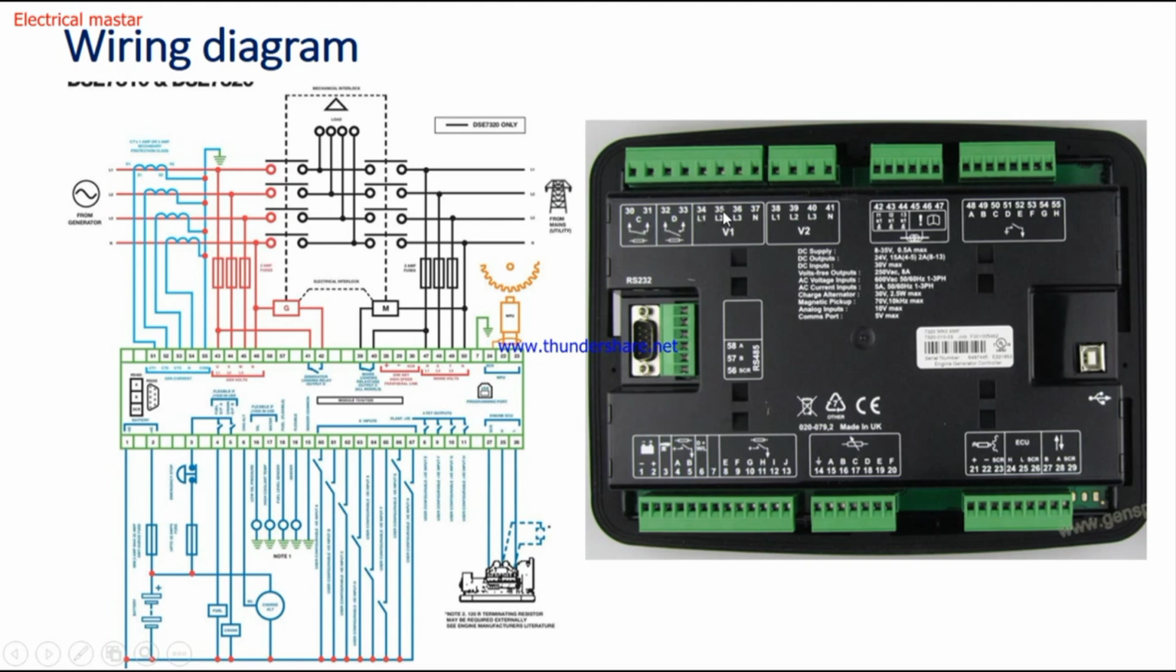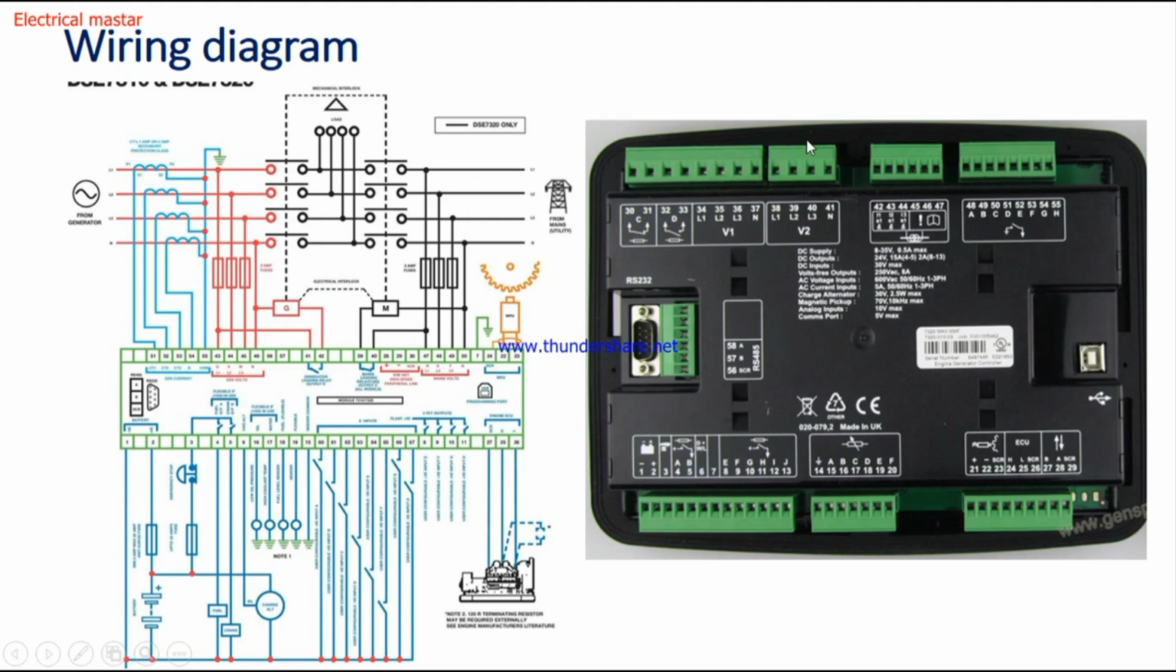And terminals number 34, 35, 36 and 37 are for the line voltage monitoring from the diesel generator. See here, from the diesel generator, R, Y, B and neutral will be connected here. Through a 2 ampere fuse for protection purposes, it will be connected to the terminal. Then it will measure the line voltages and the phase voltages in the module parameters.